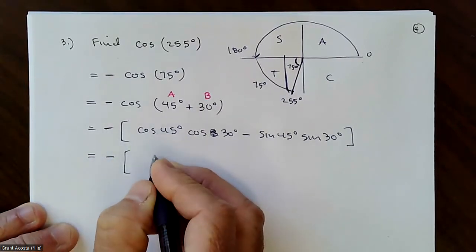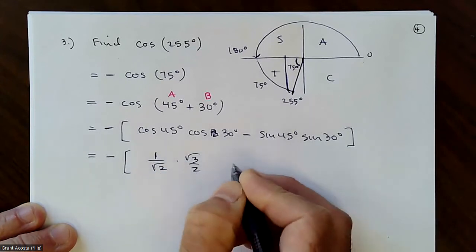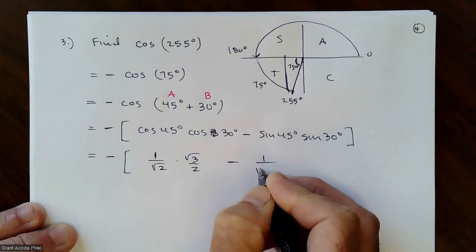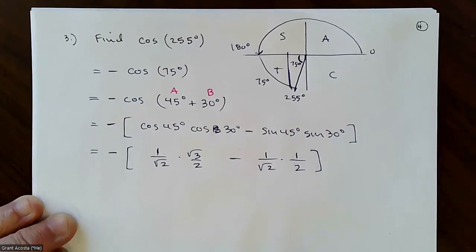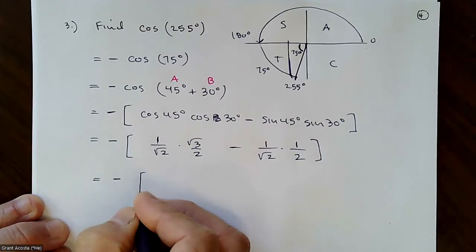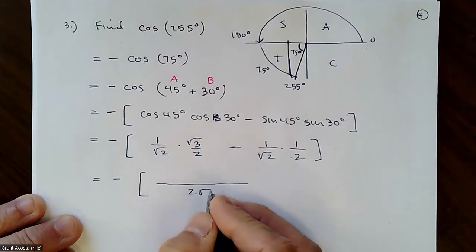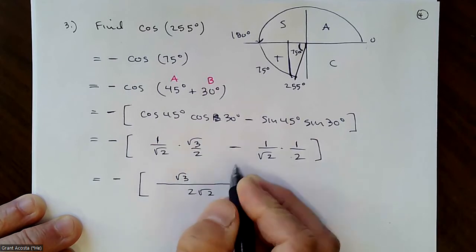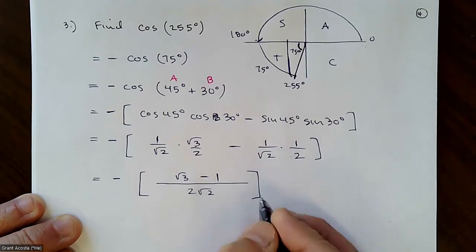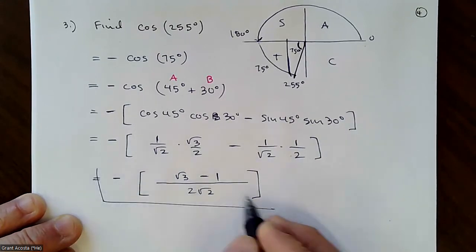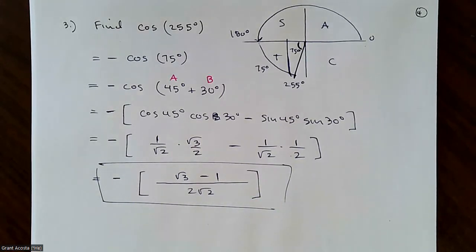We've already done the triangles for these. This is 1 over root 2. Cosine of 30 is root 3 over 2. Sine of 45 is also 1 over root 2. Sine of 30 is 1/2. And I end up with a negative quantity. Very similar looking answer. The denominator is still 2 root 2, and I have root 3 minus 1 times 1, so minus 1. Again, that could look different if you decide to multiply top and bottom by root 2 to rationalize it.